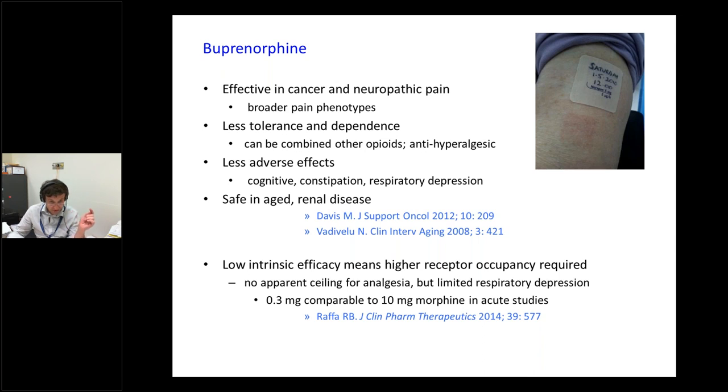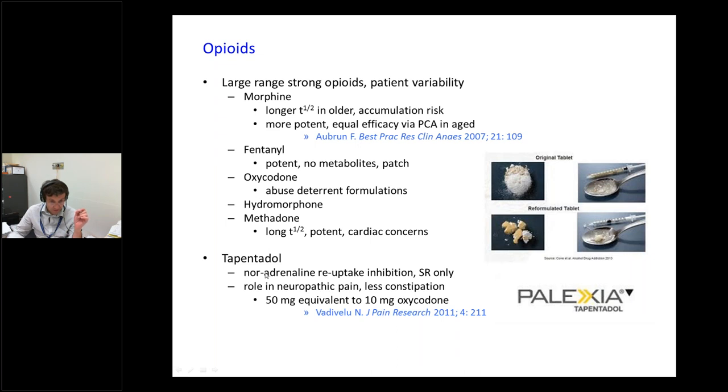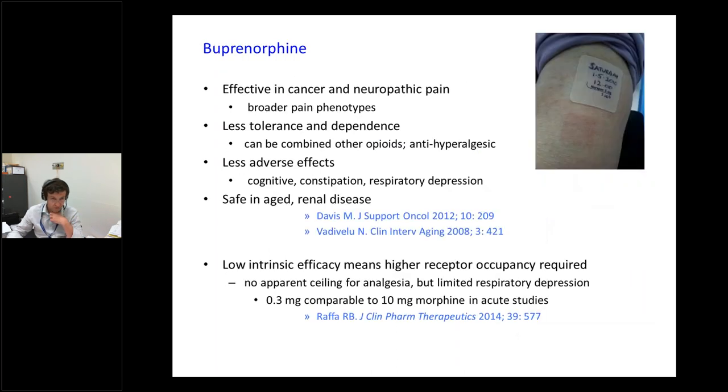The other opioid is tapentadol, known as Palexia, which works in part through noradrenaline reuptake. So it has a component which is like an antidepressant, and it has a component that's an opioid. So these two drugs we'd refer to as atypical opioids, and they're the ones being promoted and used by clinicians as an alternative to the full-strength strong opioids.